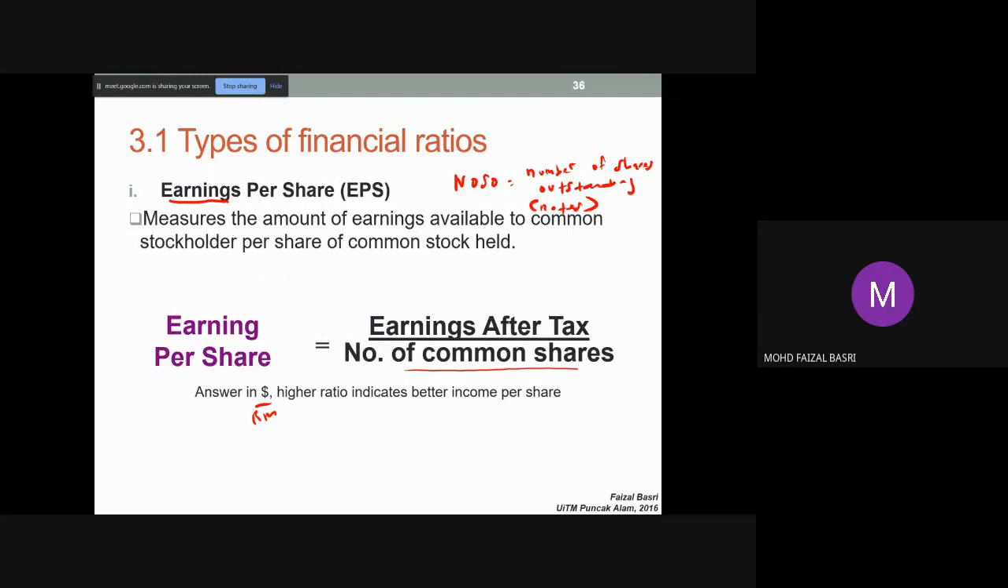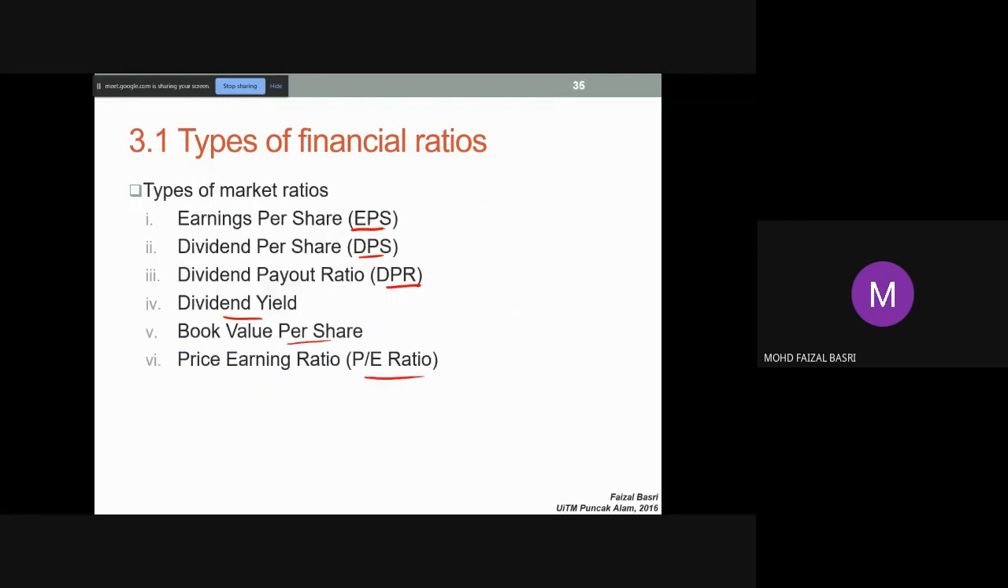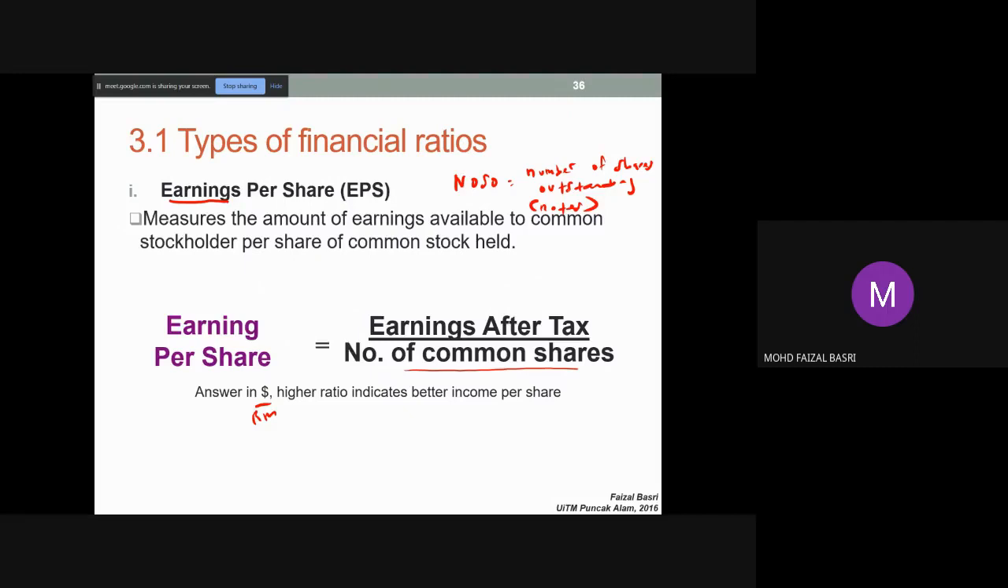So again, the higher the ratio, the better, because as shareholders, you're going to have a better income on a per unit basis, since we divide by the number of shares outstanding. Right, so that's earning per share. So for any per share ratio, you're going to divide by NOSO, number of shares outstanding. Although the terms may change from one ratio to another, it's technically the same number of shares outstanding.